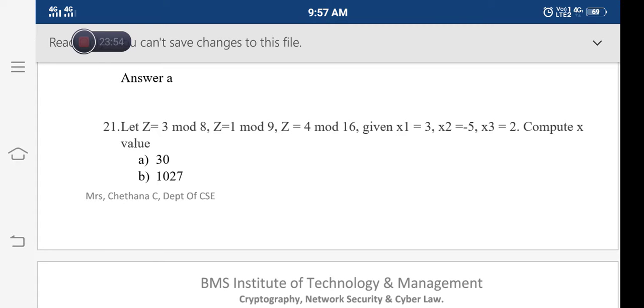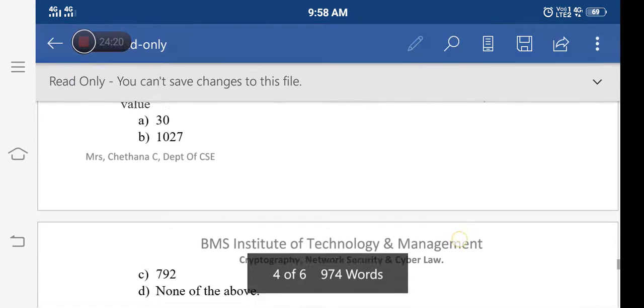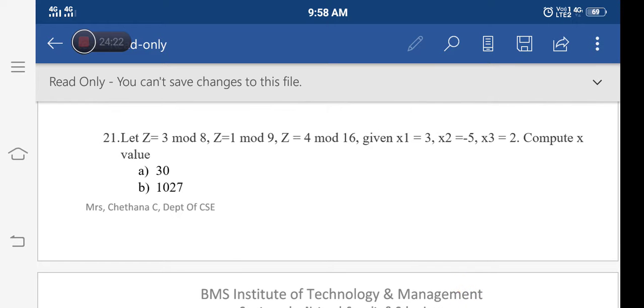8 and 9 are co-prime to each other, but 8 and 16 are not co-prime because 16 is divisible by 8. Similarly, 9 is co-prime with 8, but 9 is not co-prime with 16. Since your initial condition itself is failing, the answer for this is none of the above. You cannot proceed to find the answer, since the modulus values are not co-prime to each other.